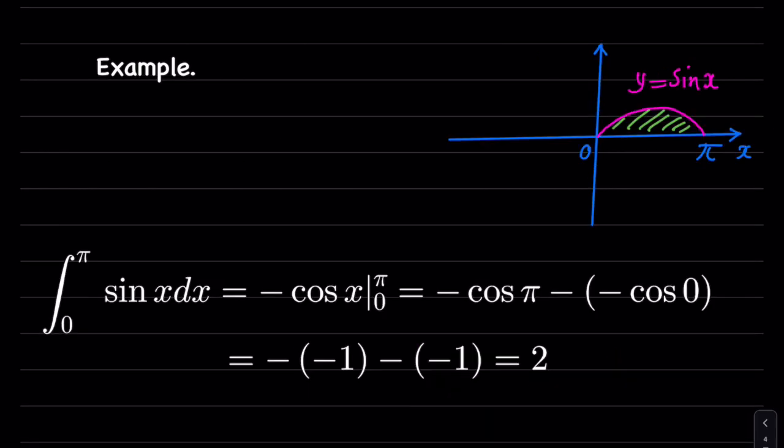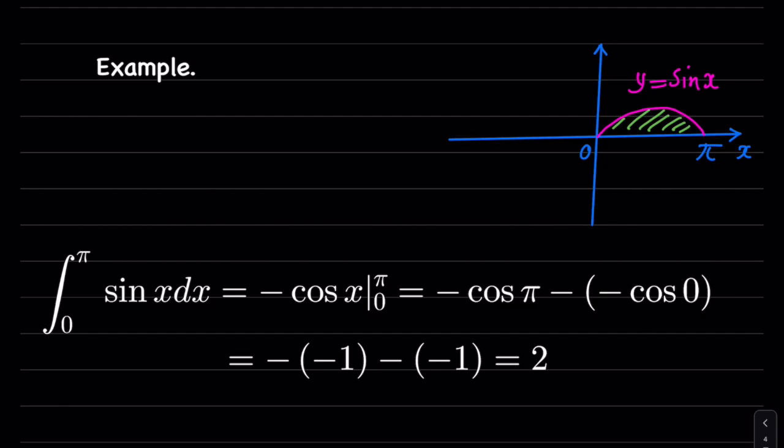So let's look at another example. In this example, we want to find the area under the graph of sine between 2 points, 0 and pi. All we need to do is find an antiderivative for sine. One antiderivative of sine is minus cosine. You see that if you differentiate minus cosine, you will get sine. And this needs to be evaluated between the upper bound and the lower bound.